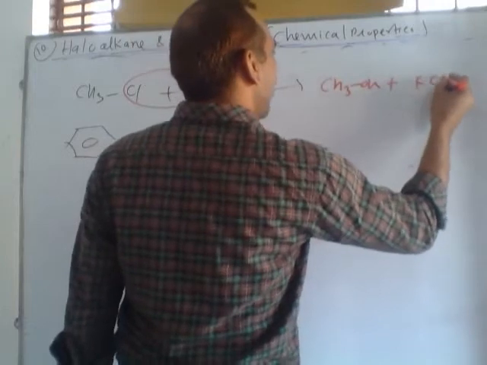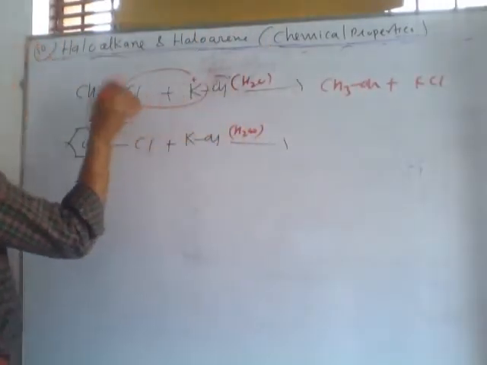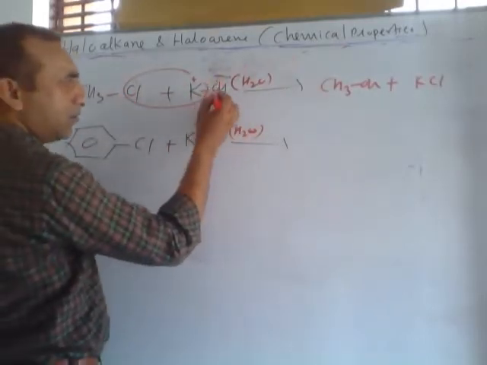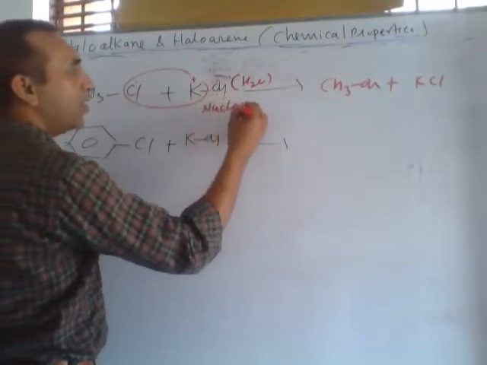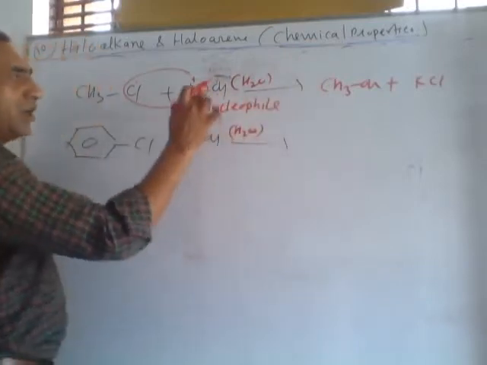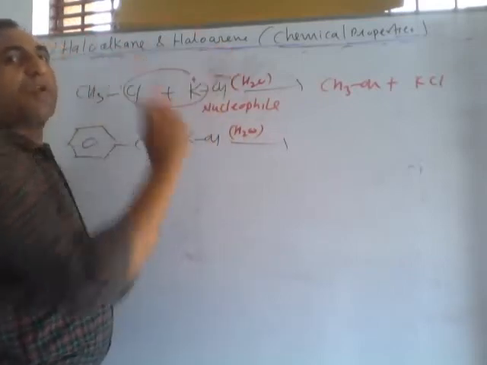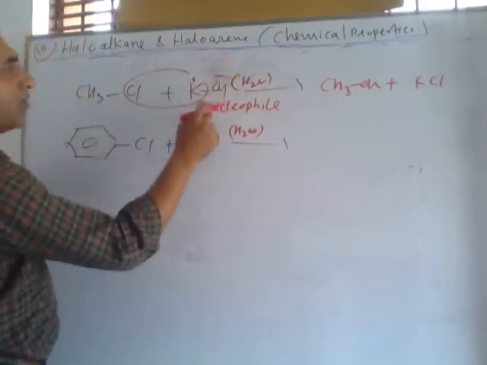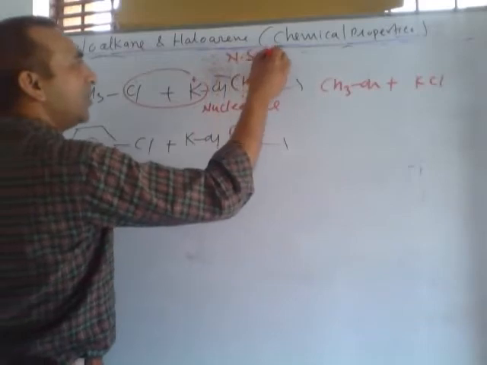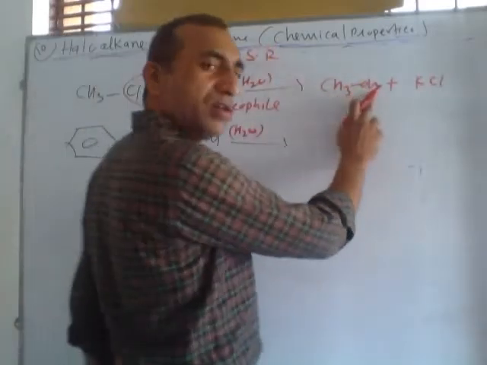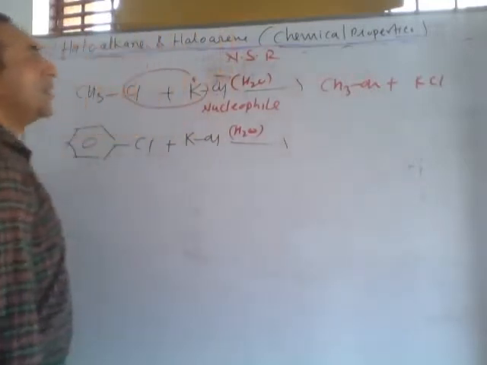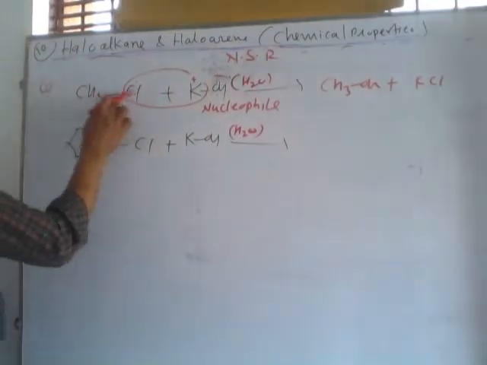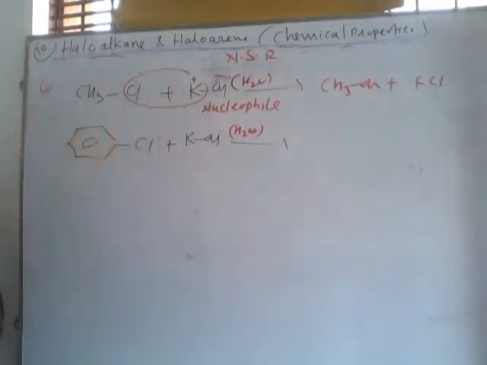Remember, this OH is minus, chlorine is also minus. So this halogen is replaced by another negative species. This minus is called a nucleophile. A nucleophile means the species which has a negative charge and is seeking positive. So the halogen is replaced by another nucleophile. This is called a nucleophilic substitution reaction. But the nucleophilic substitution reaction easily takes place with haloalkane. Haloarene does not give these reactions simply.